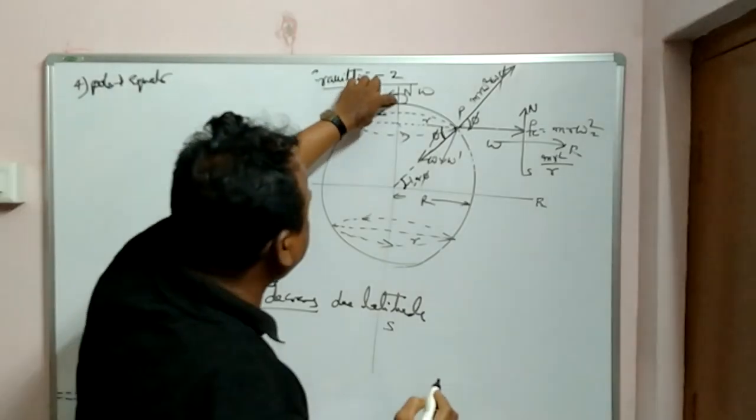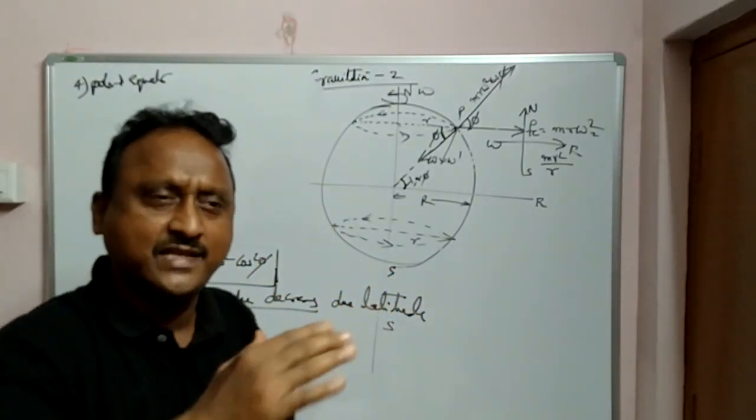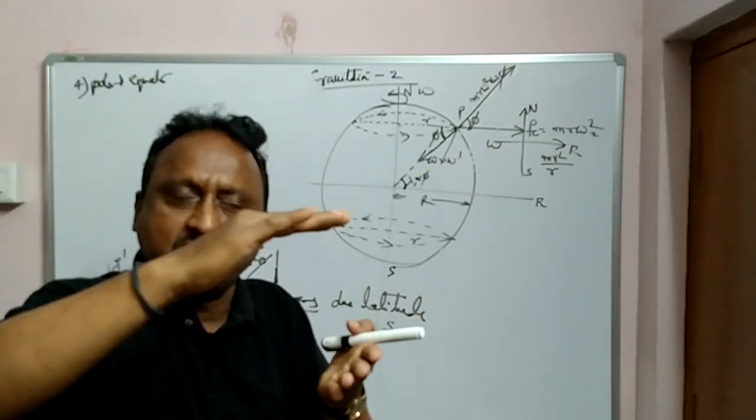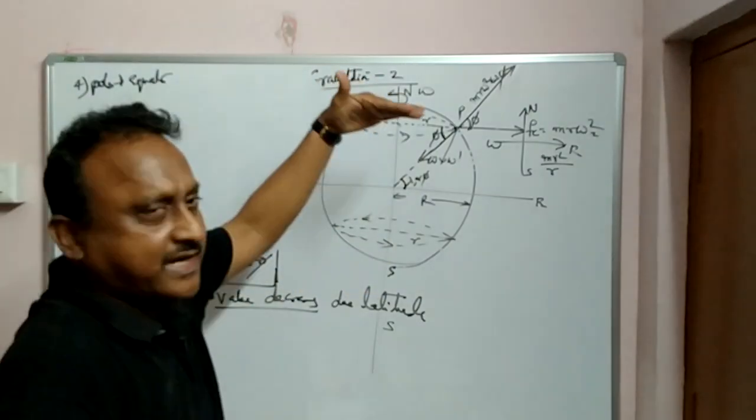You can say this is the north pole and south pole. As we see, the geographical features of the earth are flattened at the poles and bulging at the equator. Near the poles it is flat, it is flattened generally. So when it is flattened, G will be more.